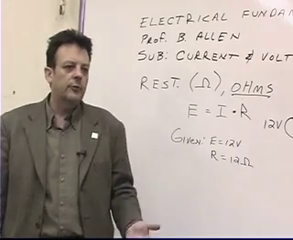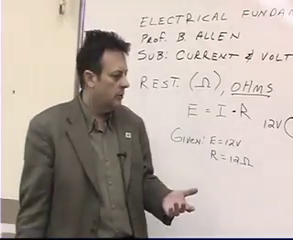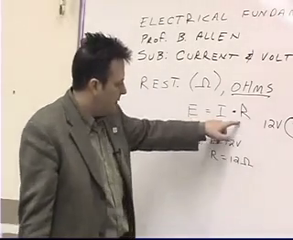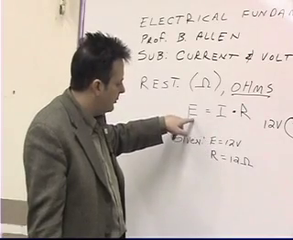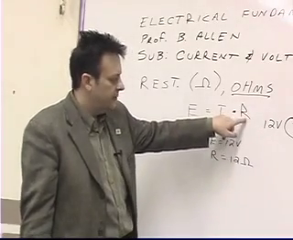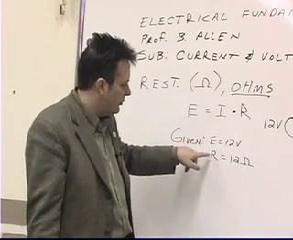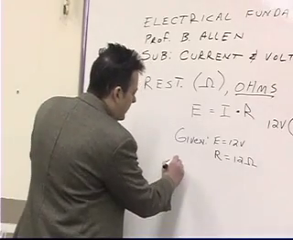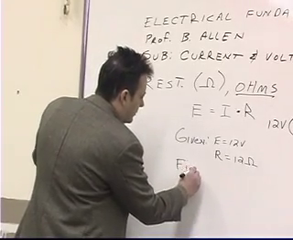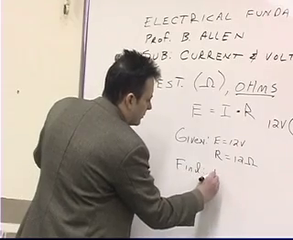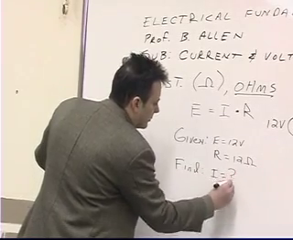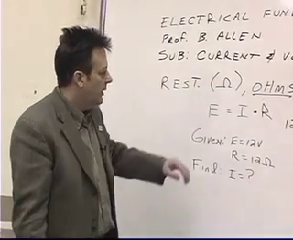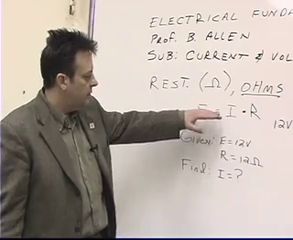Well, let's take it a step further if we're not sure. This formula right here tells us what voltage is equal to in terms of current and resistance. We're given voltage and resistance, but we're not given current. We are trying to find current. So what we have to do is solve this equation for current.